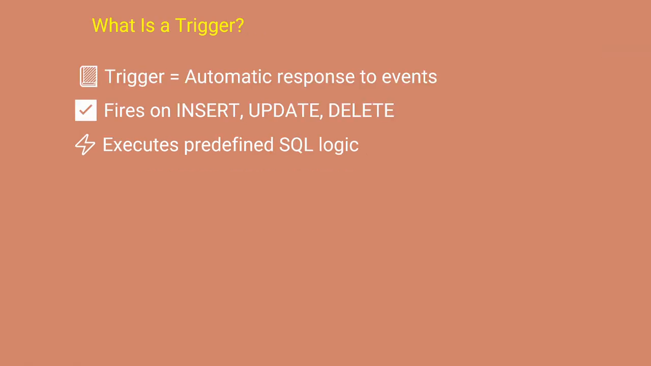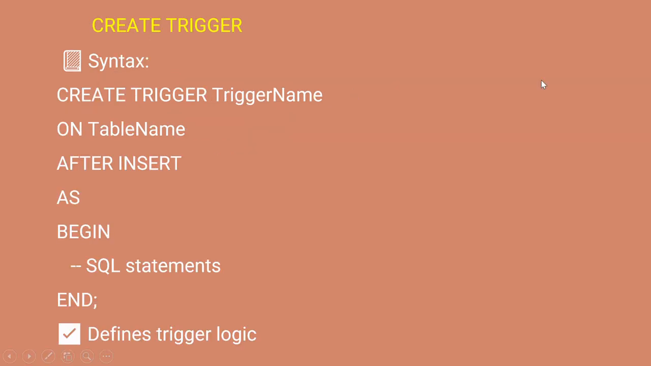A trigger is an automatic response to events in a table. It fires when you insert, update, or delete data and executes predefined SQL logic. Create trigger defines logic that runs after an event, such as an insert. You specify the table and the timing.